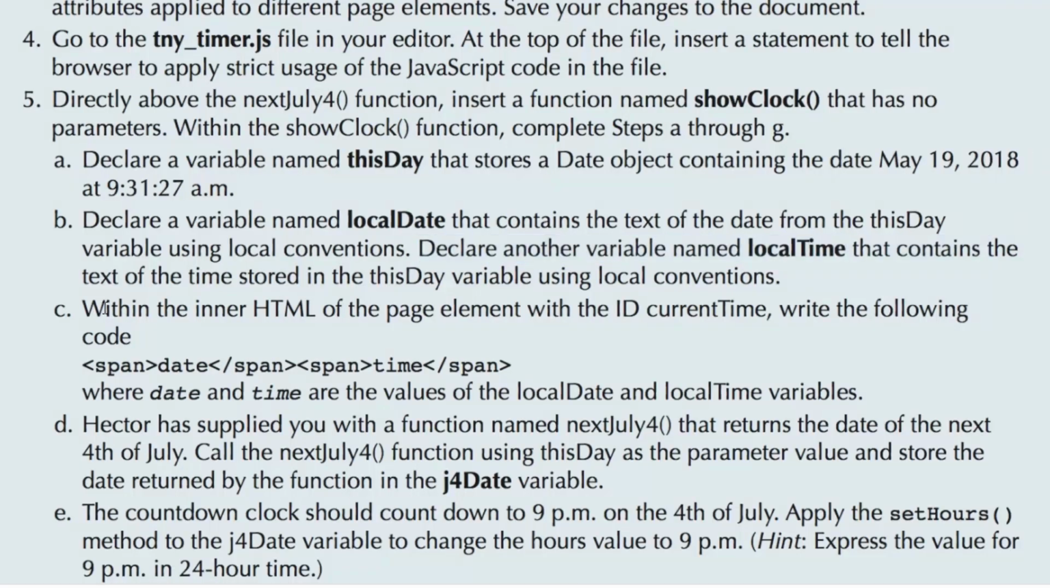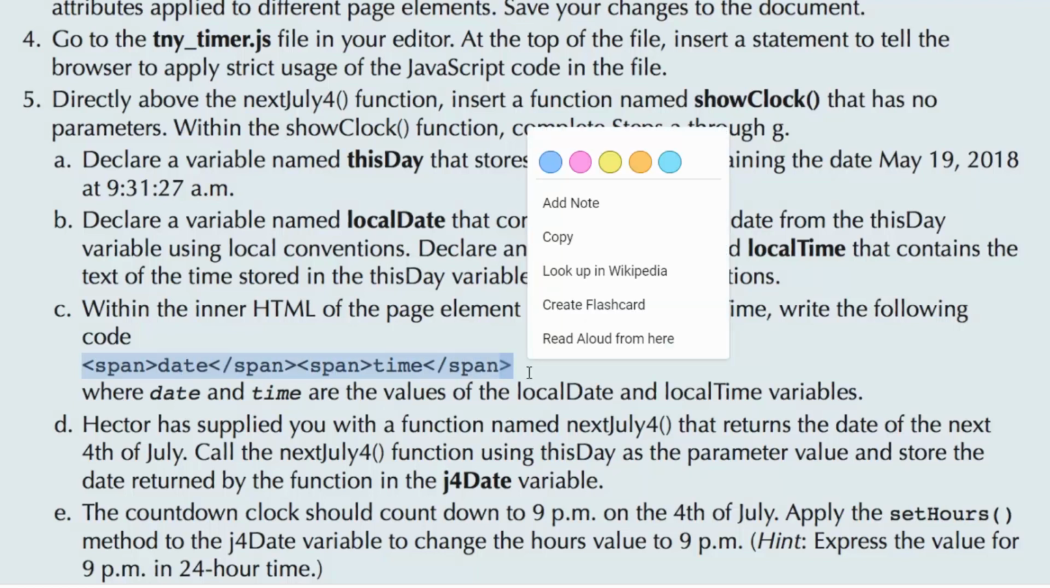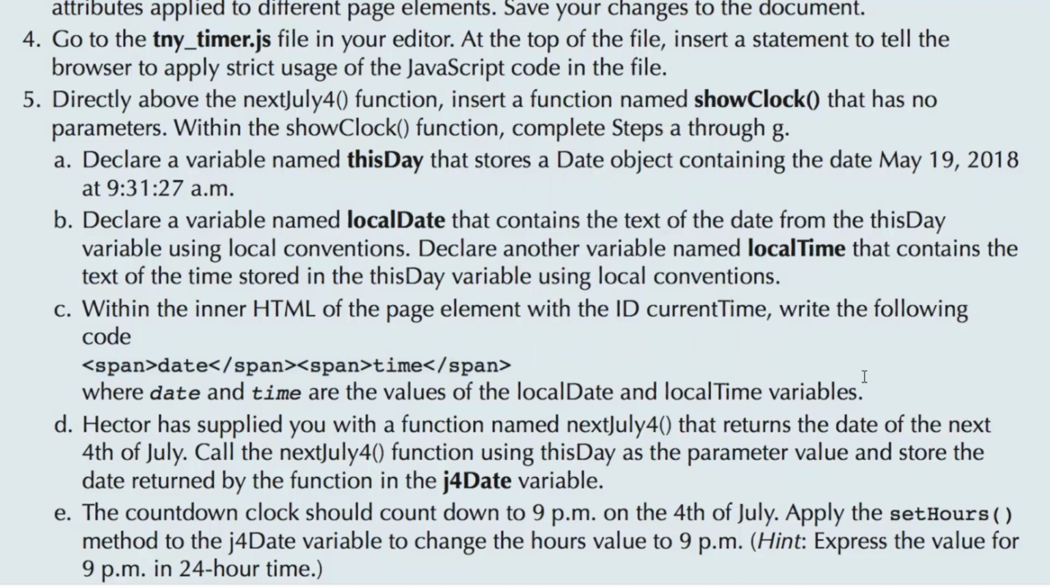So in step C now, within the innerHTML of the page element with the ID of currentTime, we want to write this code here. So we're basically generating HTML code now that has a span element around the word date and a span element around the word time. And then the date and the time will be the actual values of the localDate and the localTime variables.